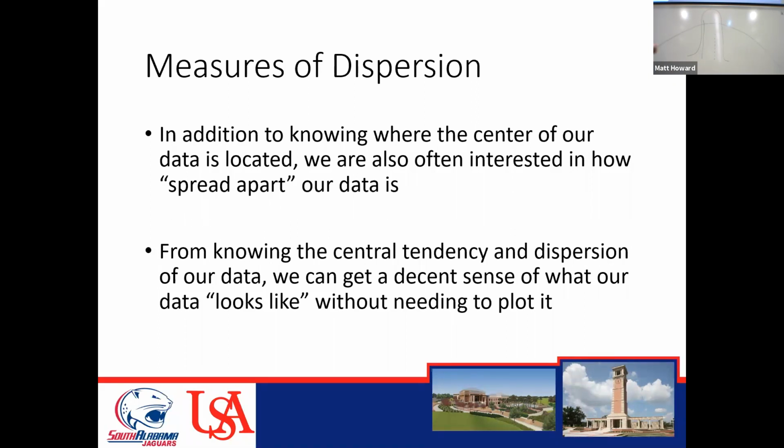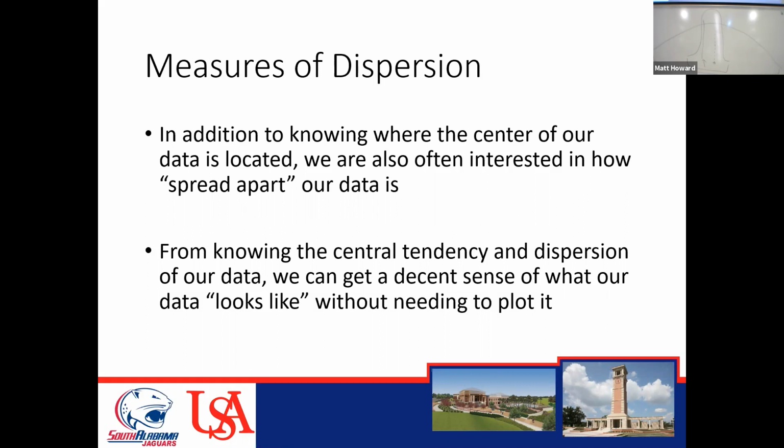So central tendency is all about where the center of our data is. Measures of dispersion are all about how spread apart our data is. From knowing the central tendency and the dispersion of our data, we can get a decent sense of what our data looks like without even needing to chart it or graph it.